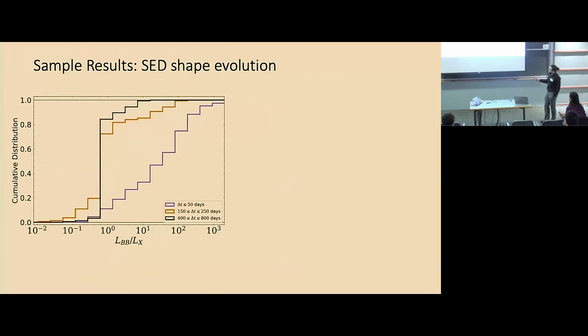a function of time. So as I said, at early times you have this wide diversity of LBB over LX, but at late times, shown by the black here, they converge to these values around unity.